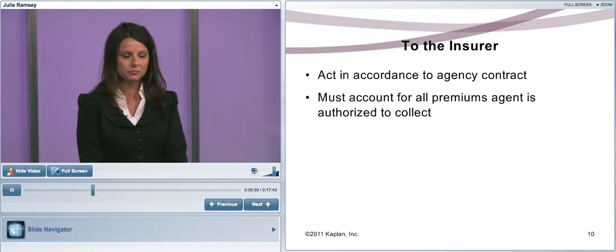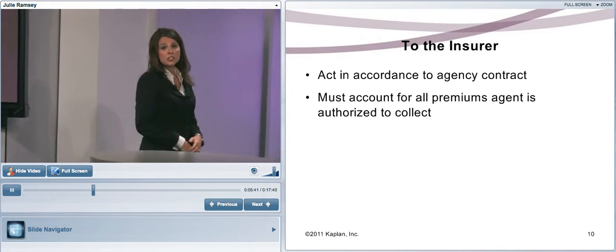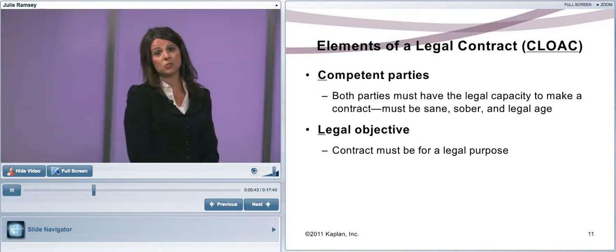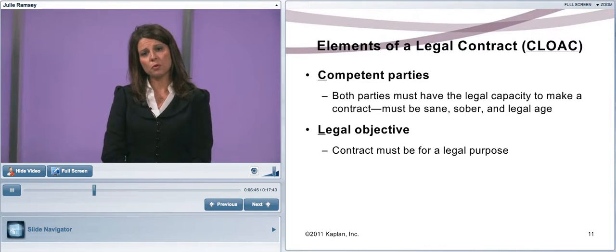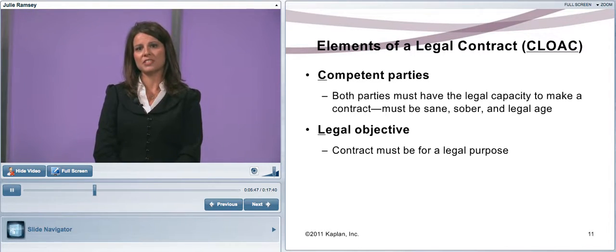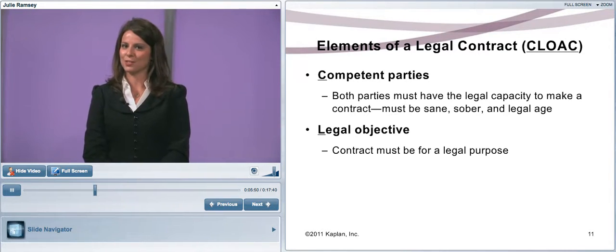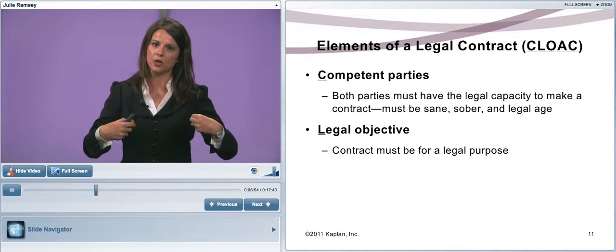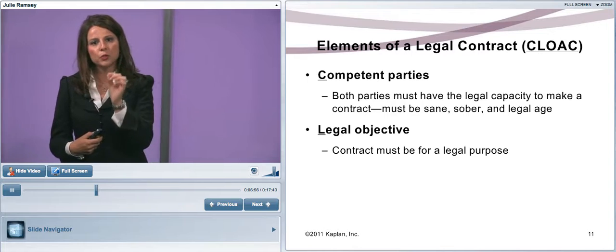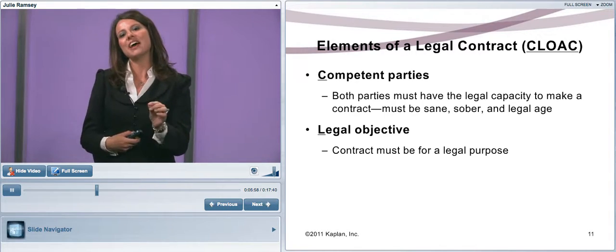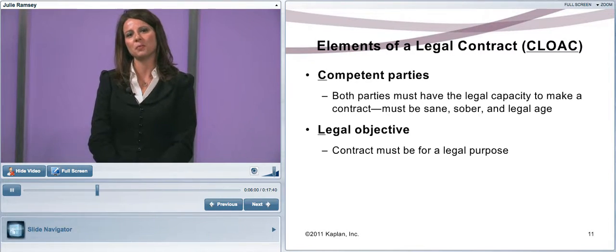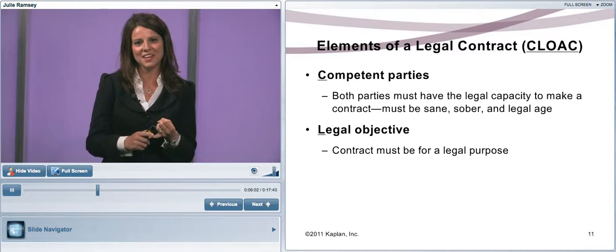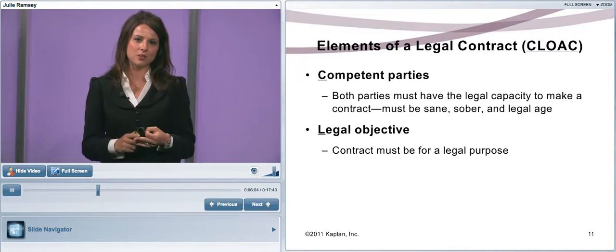Now, this next section is elements of a legal contract. And I want you to remember the acronym CLOAC. So make sure you spell it correctly, but always think of a coat or a cloak, CLOAC. Now, as we're looking at a contract, that C stands for competent parties. You have to be sane, sober, and of legal age.